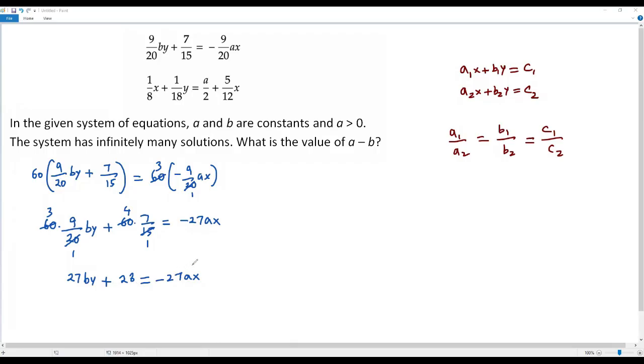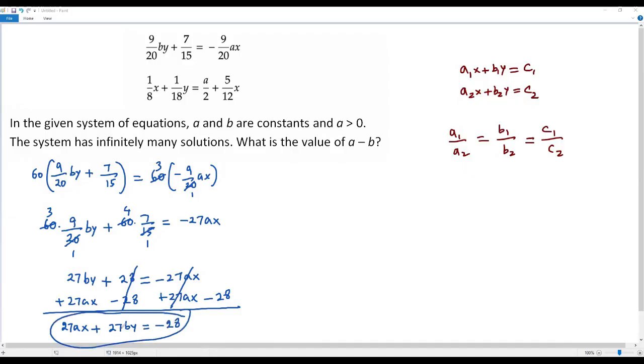Now there is no fraction in this equation. Let's get this equation in standard form. Let me add 27ax to both sides of this equation, and also subtract 28 from both sides. When I do so, the positive and negative values cancel out. I am getting 27ax + 27y = -28 on the right side. We have the first equation in standard form, that is we have the x term and y term on one side of the equation, and the constant on the other side of the equation.